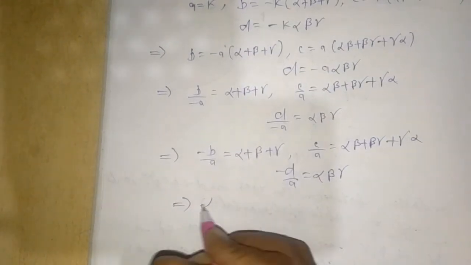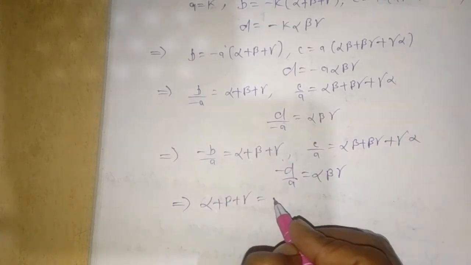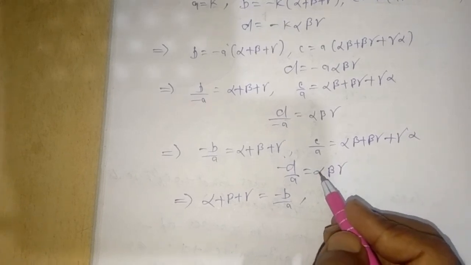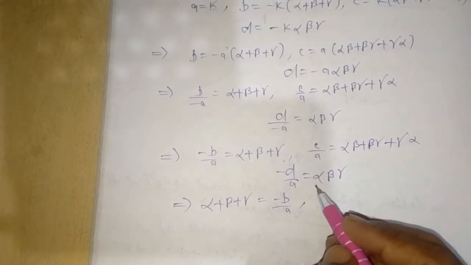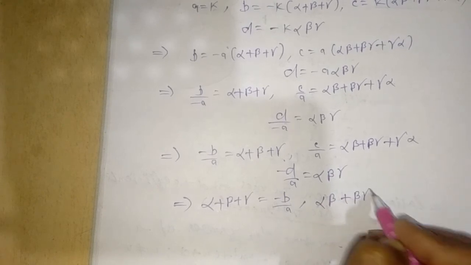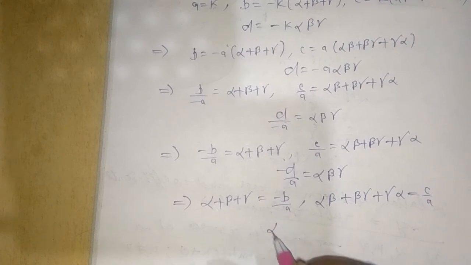This implies that the sum of the zeros, alpha plus beta plus gamma, equals minus b upon a, the sum of the products of the zeros taken two at a time, alpha beta plus beta gamma plus gamma alpha, equals c upon a, and the product of the zeros, alpha beta gamma, is minus d upon a.